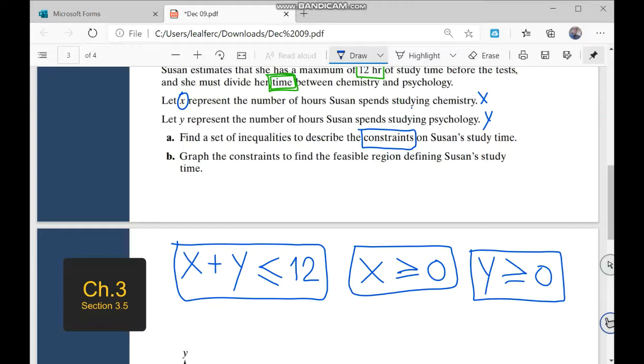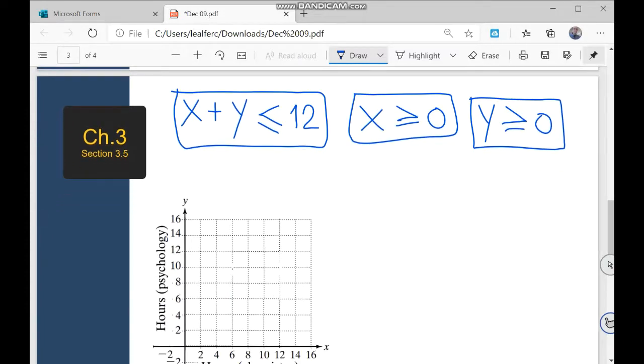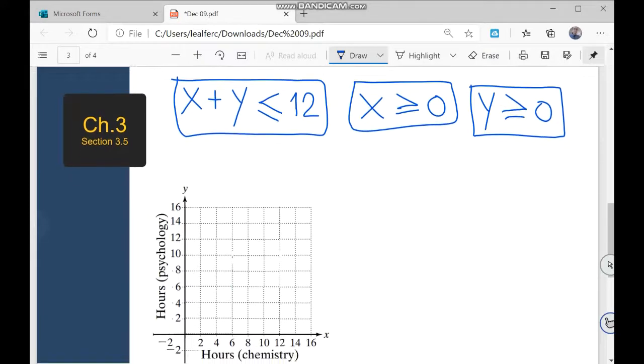The three constraints that Susan has, and we will draw a graph which is the feasible region based on these three constraints, okay? I know, it's silly. Of course, you cannot have negative time. You cannot have negative time for anything. You don't have a time machine, right? Not yet.